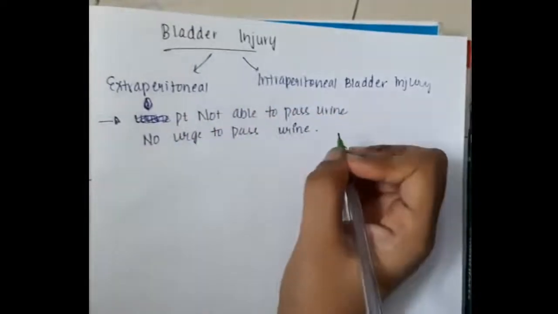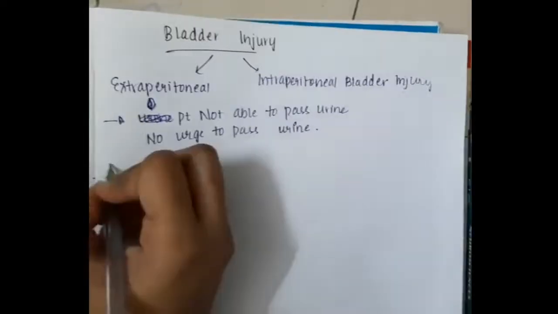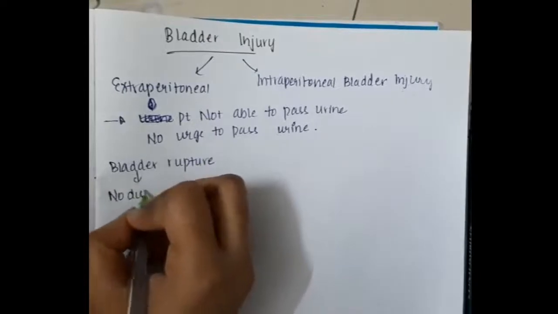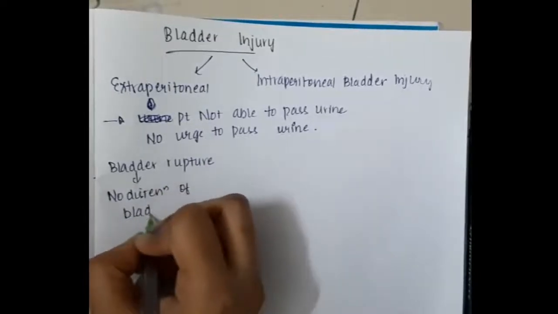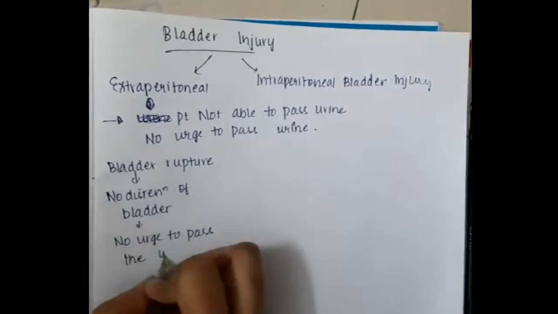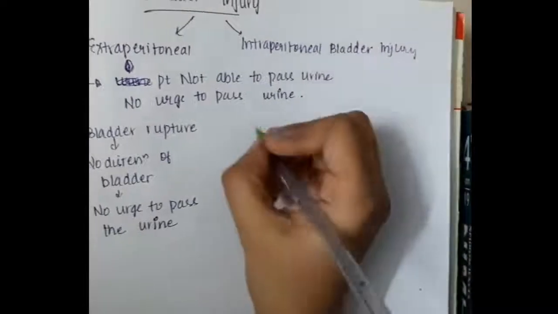Differentiating between the two is very important for treatment. If you were asked, the most common cause of bladder injury is pelvic fracture. Whenever there is bladder rupture, there will be no distension of the bladder, thus there will be no urge to pass urine.